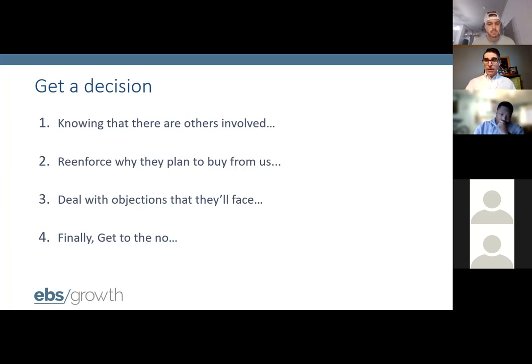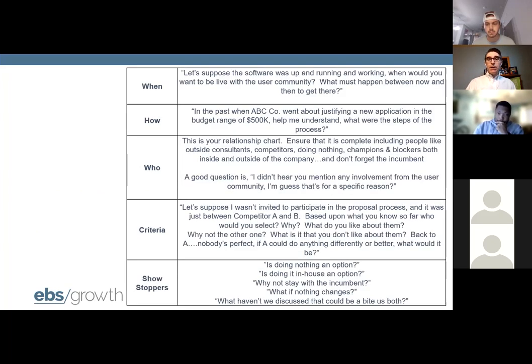Thank you. Yep. And then I also put it out here to give you some language that you might want to use. So the when, the how do you go about it, who's all involved, the criteria that they're going to be using, and ideally best practice is getting everyone's, and then dealing with the showstoppers, really working through all of that. And if you can get that to come through, you should be pretty good. Does it mean you're going to win everything? No, but you're going to have a lot more visibility than you would otherwise.